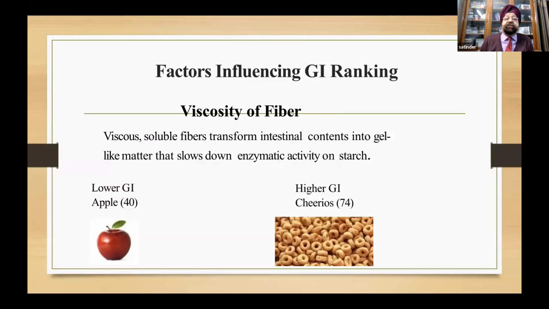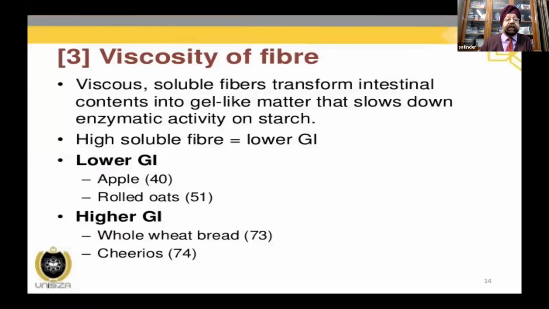Factors influencing viscosity of fiber: viscous soluble fibers transform intestinal contents into gel-like matter that slows down enzymatic activity, and you can see this changes the glycemic index. The more viscous the food, the better it is. And apple and whole wheat bread are examples of increased viscosity.